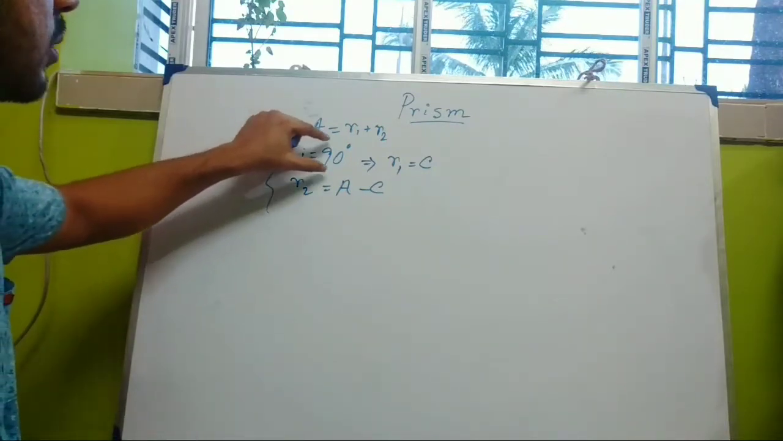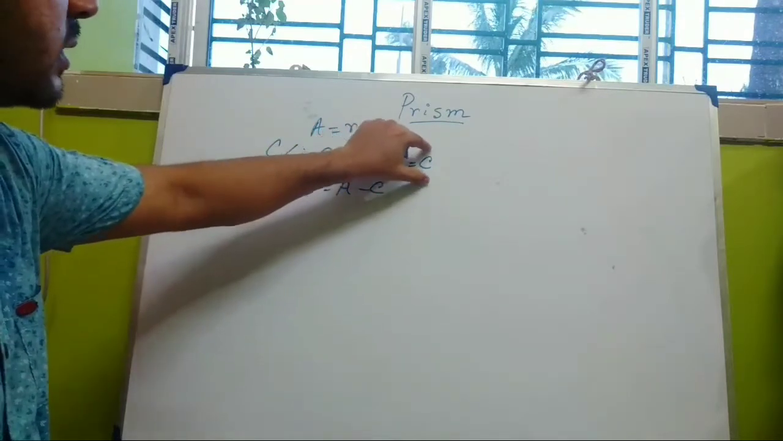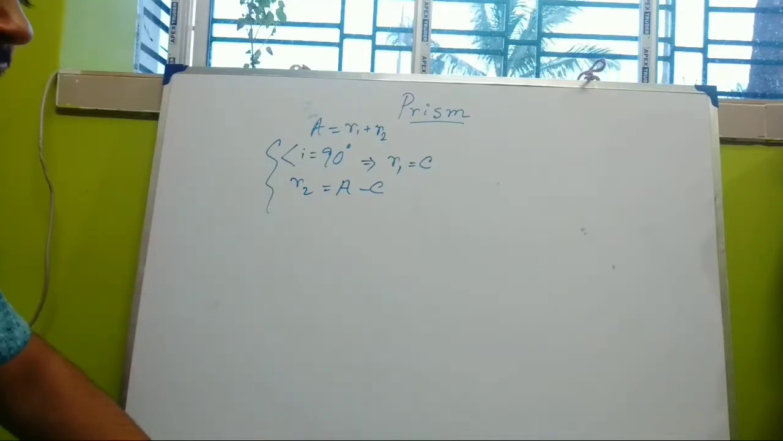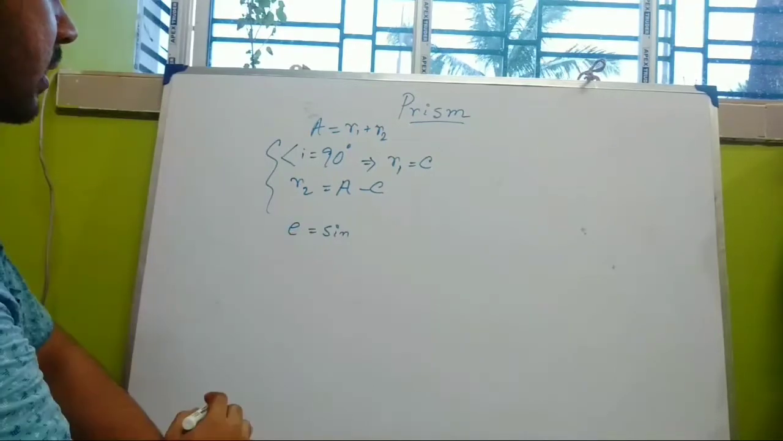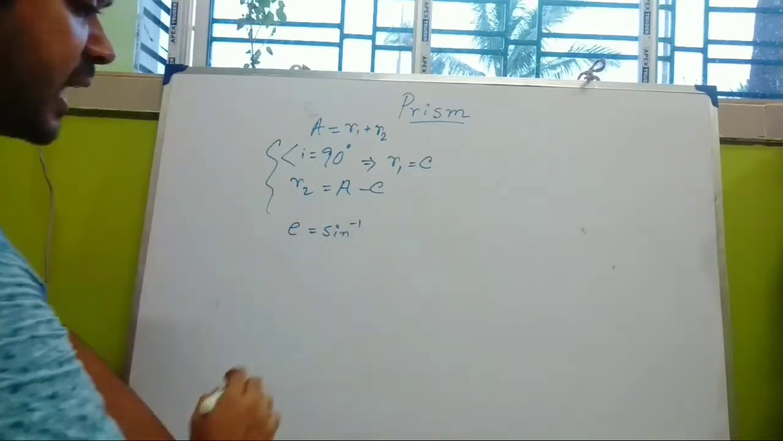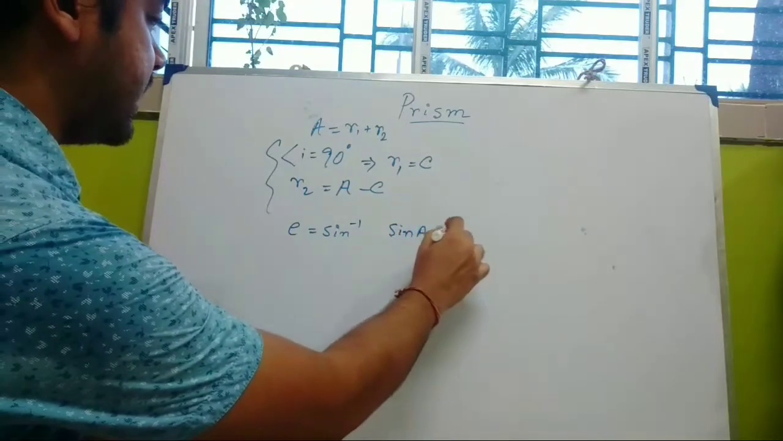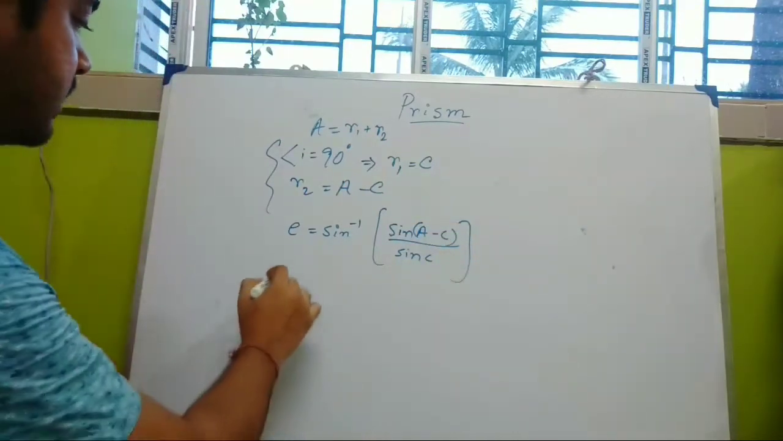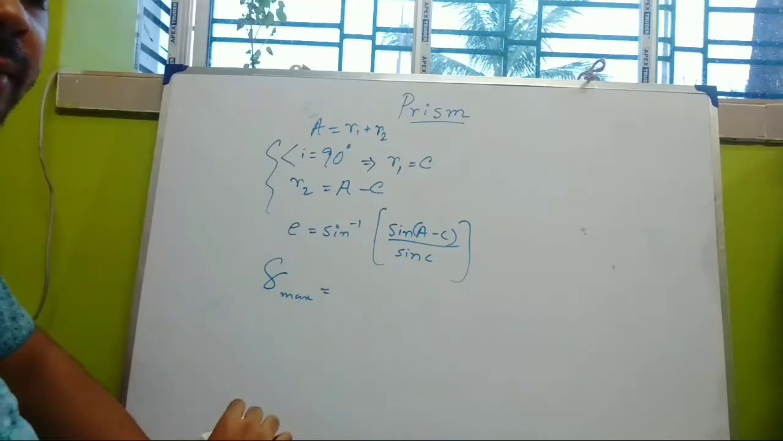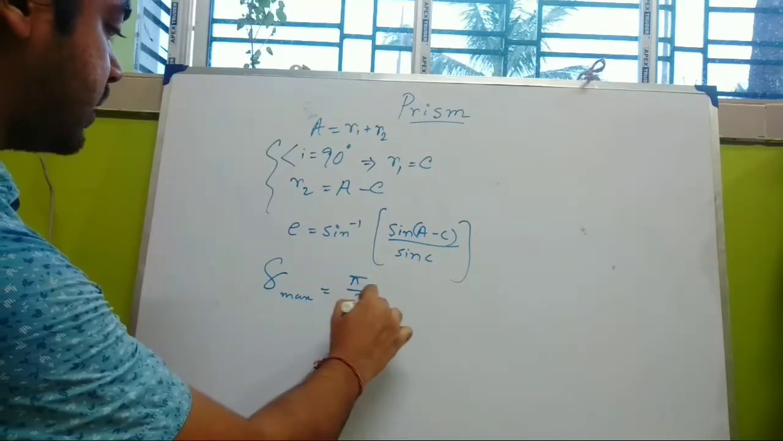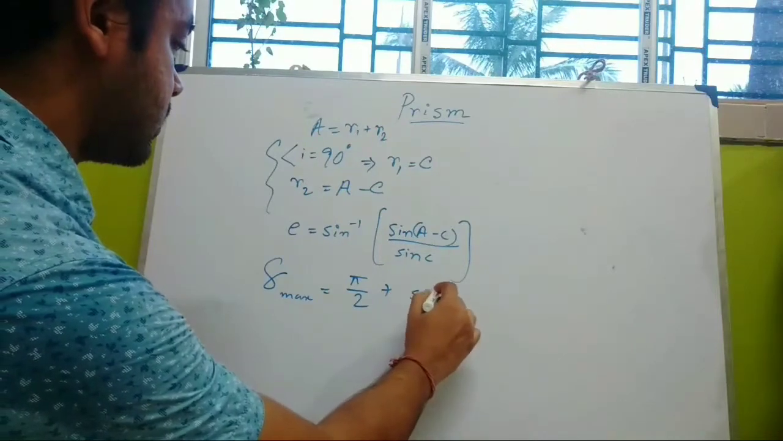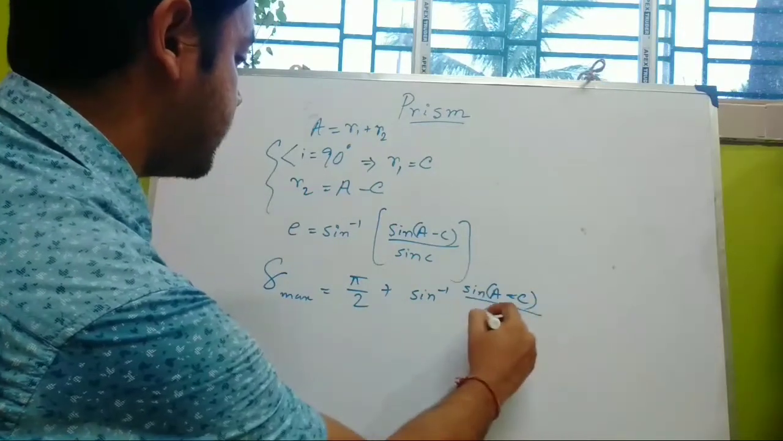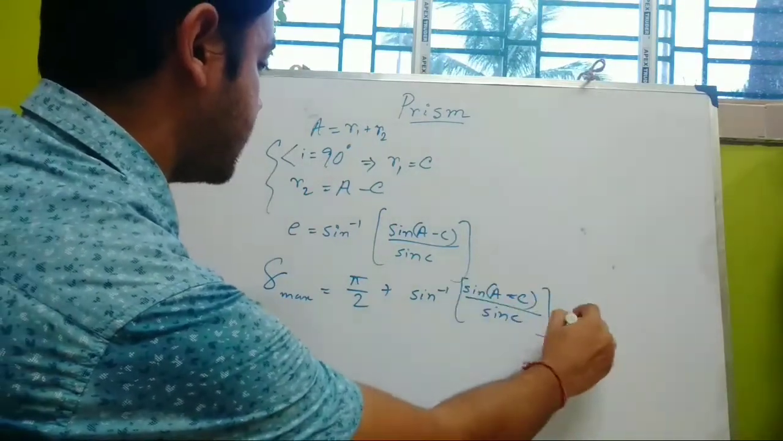The angle of incidence must be equal to 90 degree, which means that R1 equal to C and R2 will be A minus C. And from the Snell's law of emergent surface, E, that is the angle of emergence, is given by E equal to sine inverse of sine A minus C divided by sine C, and the maximum deviation will be given by delta max equal to pi by 2 plus sine inverse of sine A minus C divided by sine C, minus A.